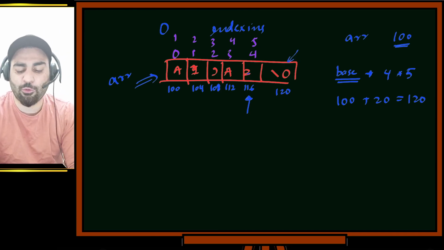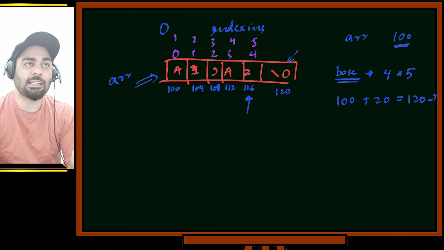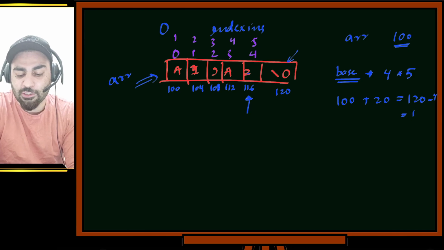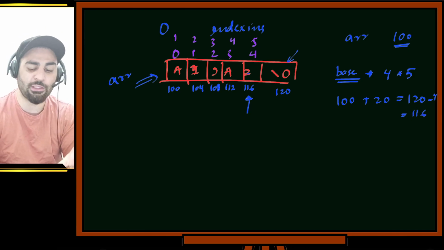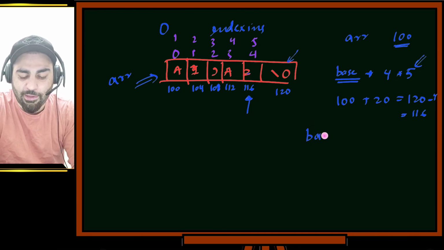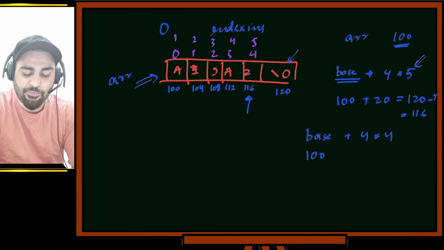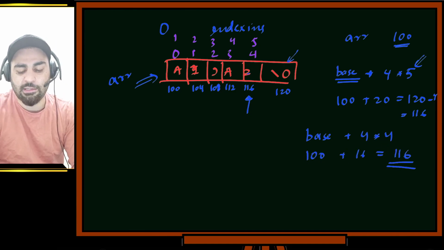Now what we'll have to do? We have to subtract one more thing. Subtract 4 more bytes. The reason being, if we have to subtract, then we'll come on this 116. So it was better, let's do one thing. We'll not call it the 5th element, let's call it the 4th element. So now the formula becomes base plus 4 multiplied by 4. The base address is 100, then plus 4 multiplied by 4 is 16. Then we'll directly go on to 116.